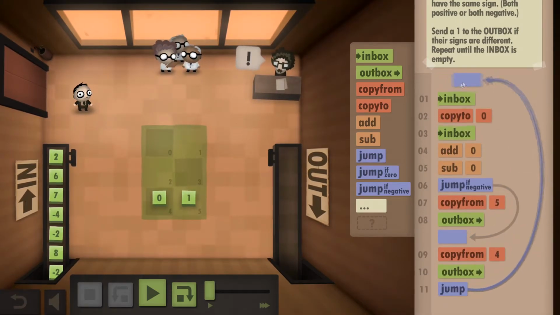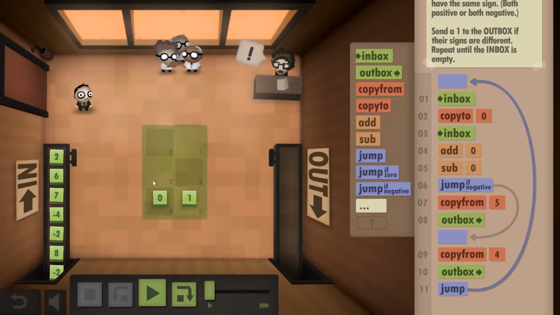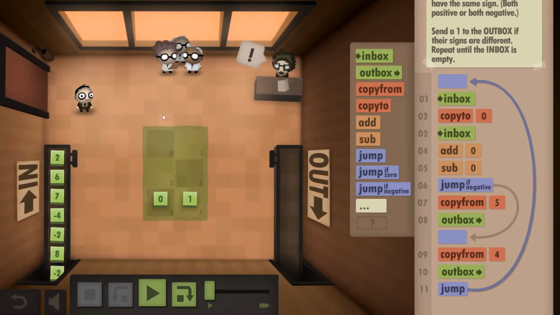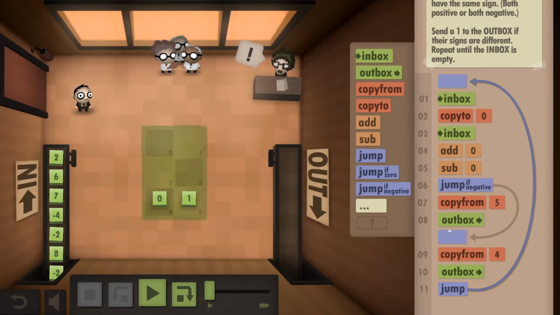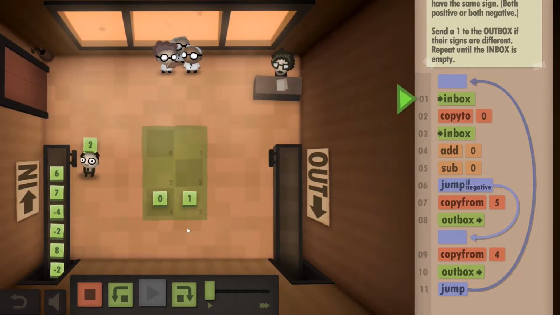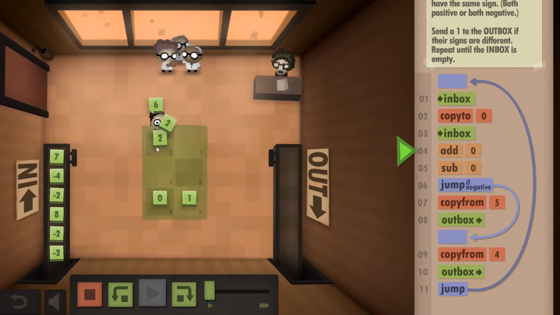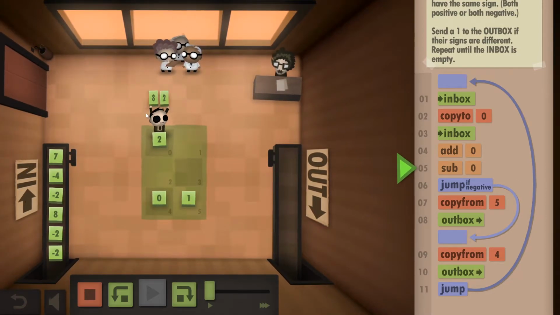So I think we're going to have to do something a little bit more in here, because if we just step through it, if we do 7, add the negative 4 to it and get 3, and then subtract that, it's going to be positive. Let's step through it and see what happens. Get a 2, pick up the 6, add them together and subtract them.